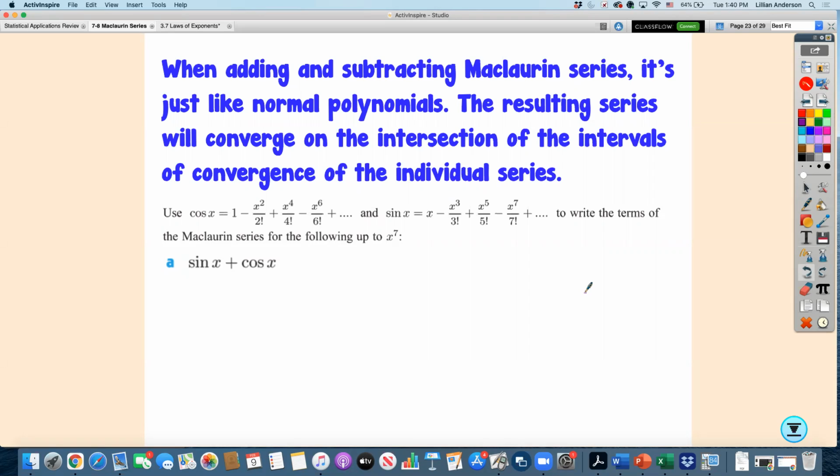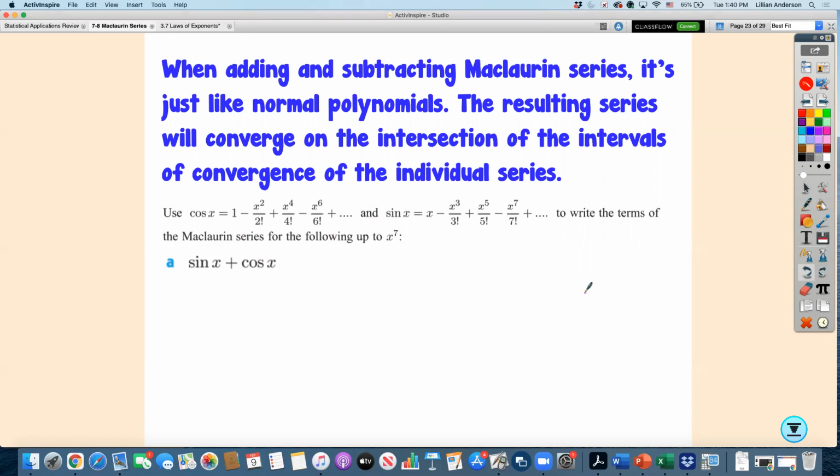So we're going to use cosine x equals the Maclaurin series for cosine x, and sine x equals what you see up there as well, the Maclaurin series for sine x, to write the terms of the Maclaurin series for the following up to x to the 7th. So I have sine x plus cosine x that I'm going to add together, and I'm essentially going to add the terms that are alike up until I get to the point of x to the 7th.